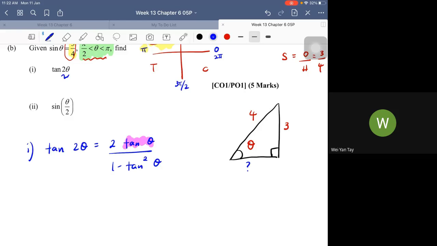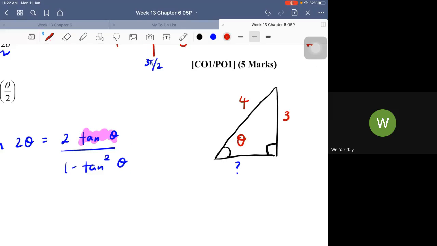What is the adjacent value? 5? How can it be 5? 2.6. What is the exact value of 2.6? Because 2.6 uses the exact value. Square root 7. Okay, it's going to be square root of 7. How did he get square root of 7?